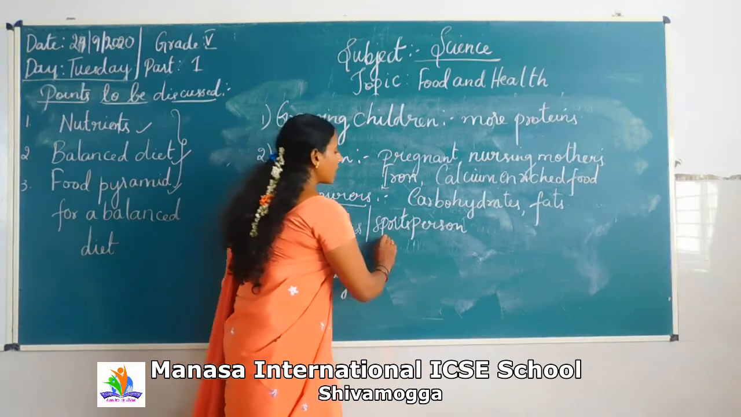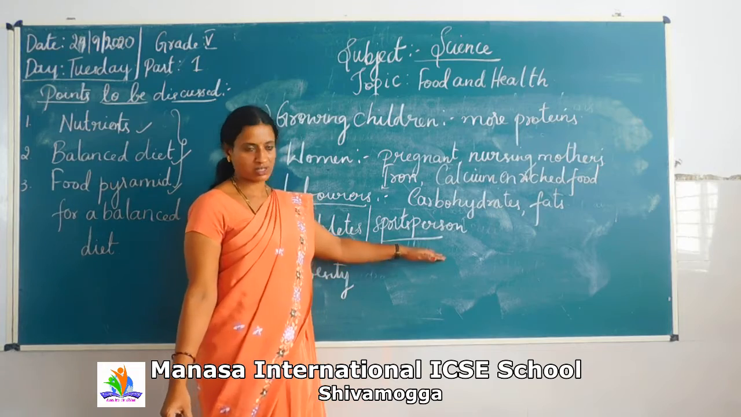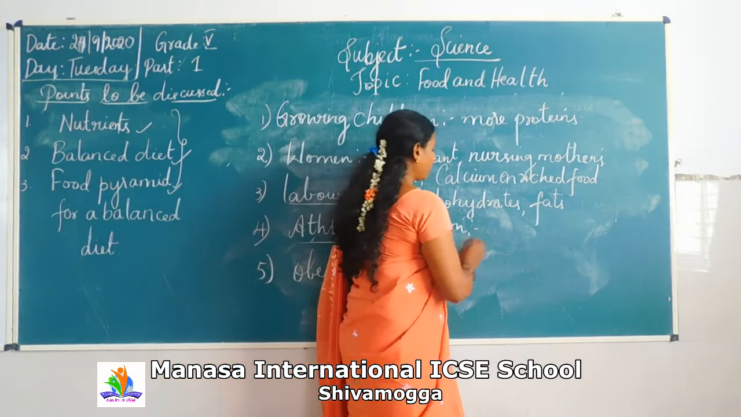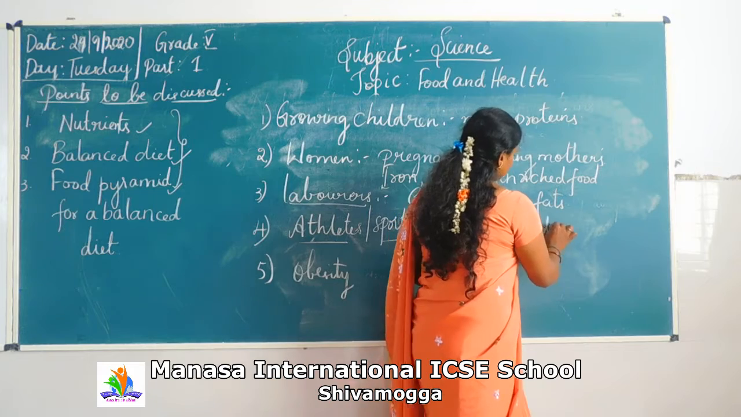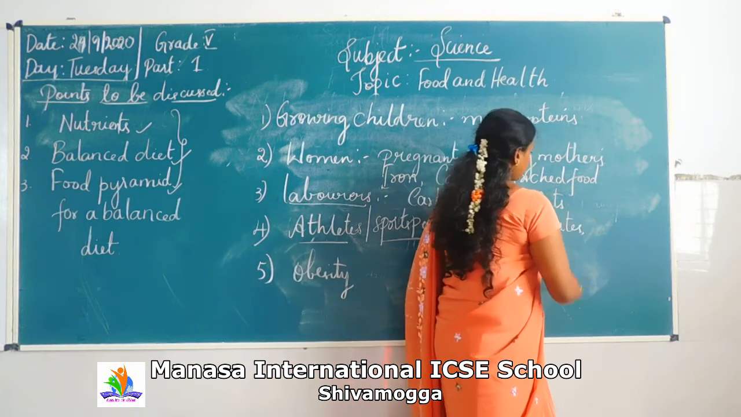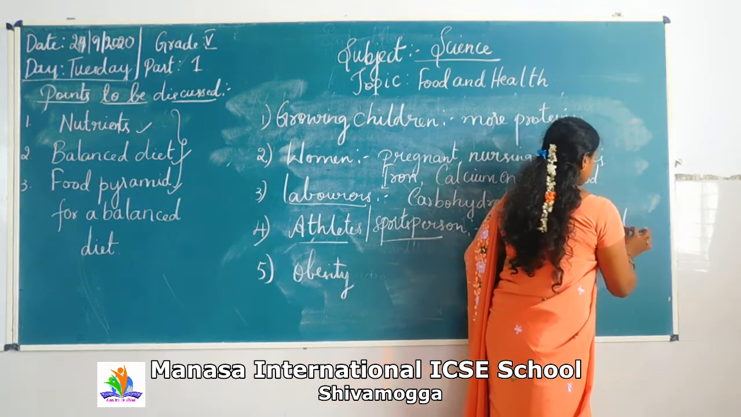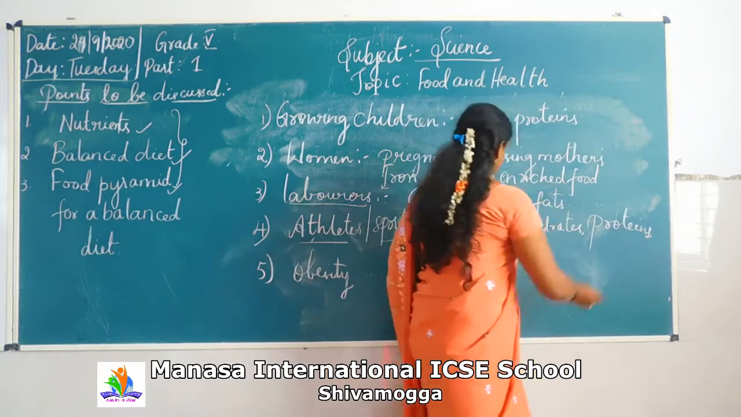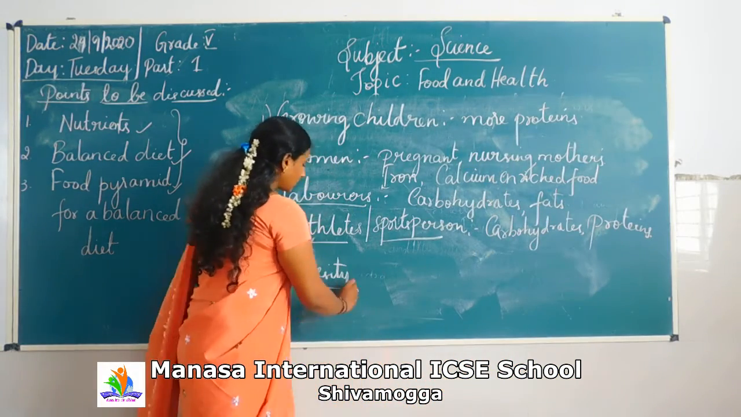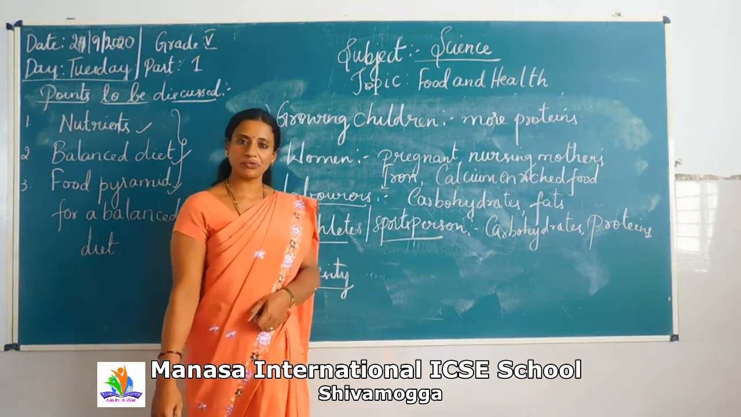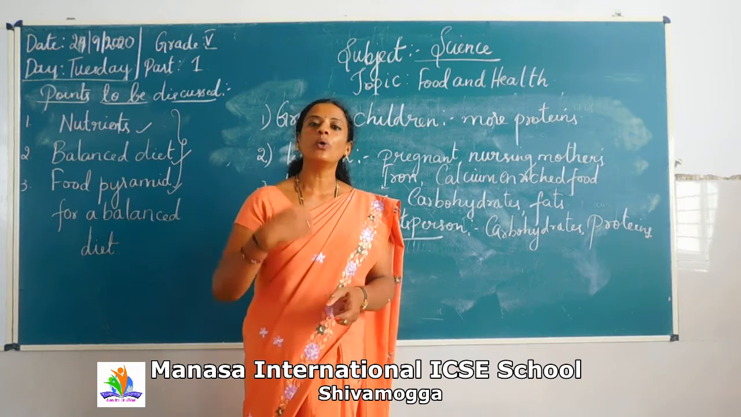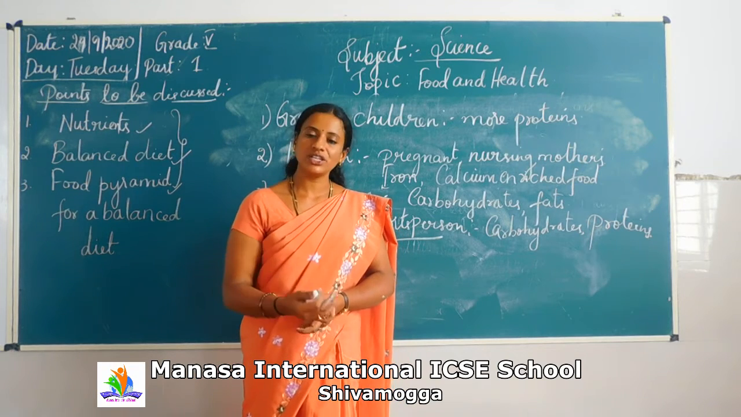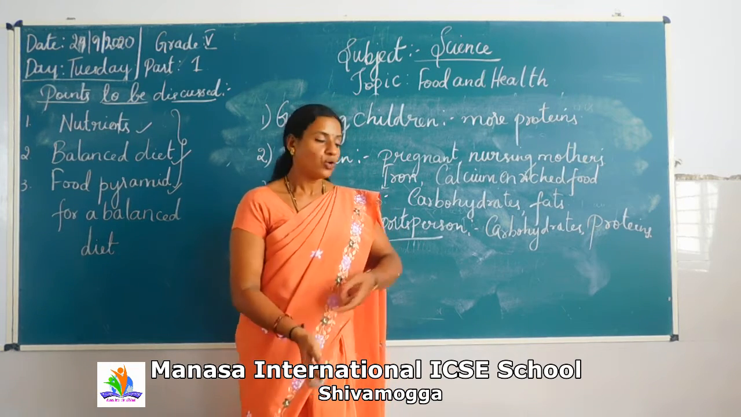Next we have athletes and sports persons. Even these people need carbohydrates and also proteins. Then we have the people who are suffering from obesity problem. Obesity is nothing but overweight. More than the age, they just put on weight.